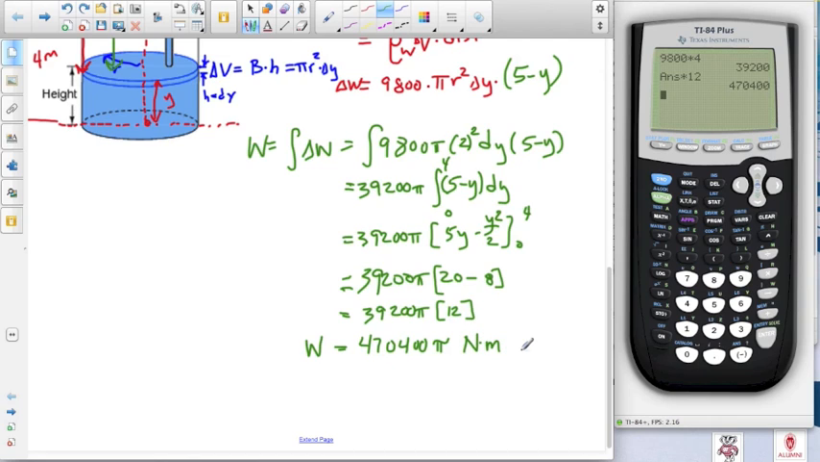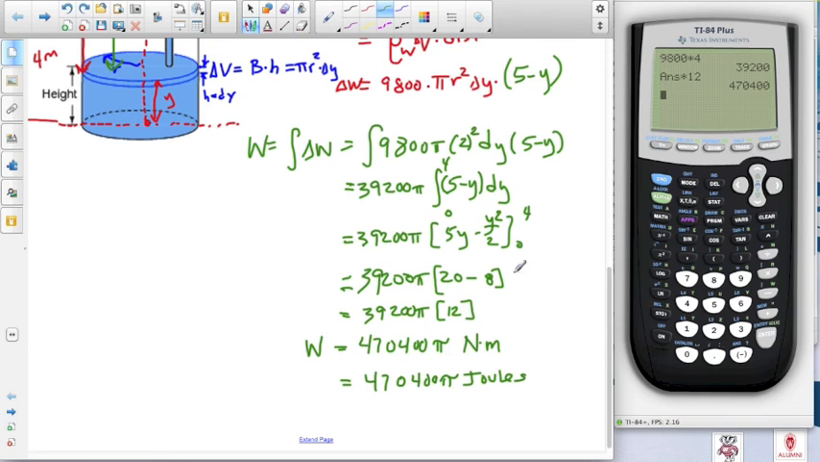That also is known as a joule for those of you who are taking physics right now. So there's the amount of work required, and you can multiply the pi through there if you want, to empty that tank, pump it out to the top.